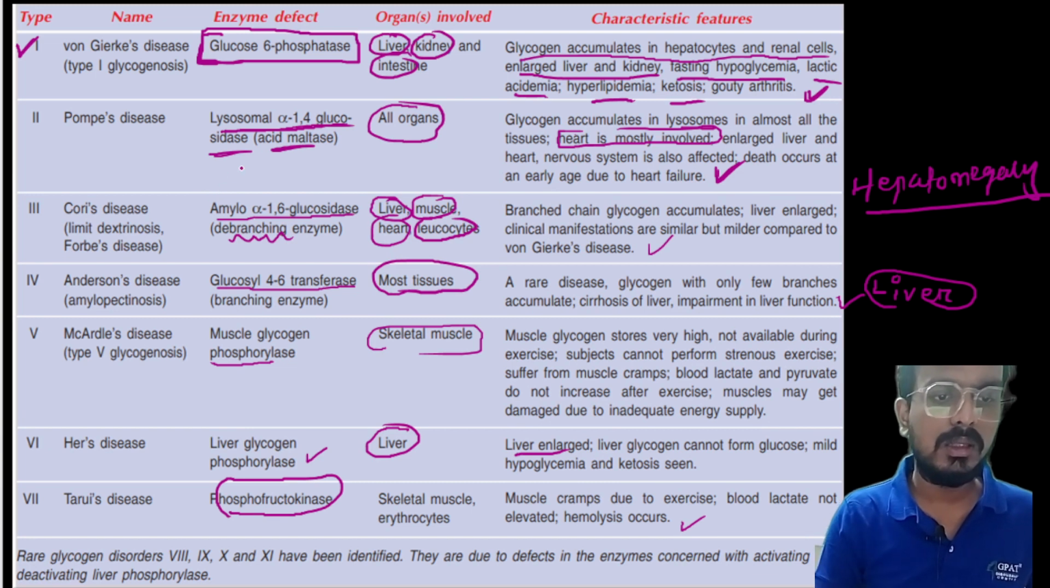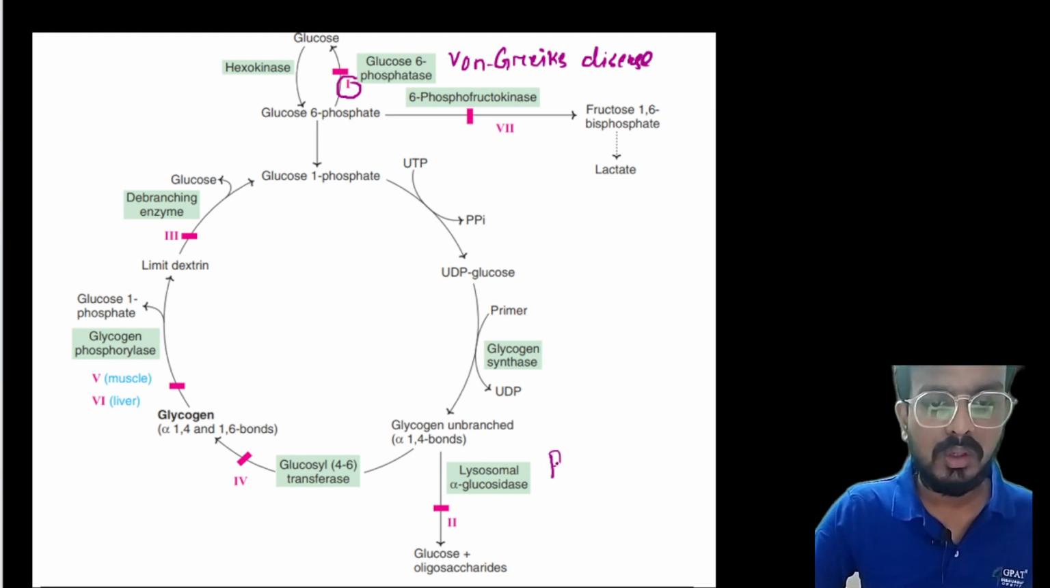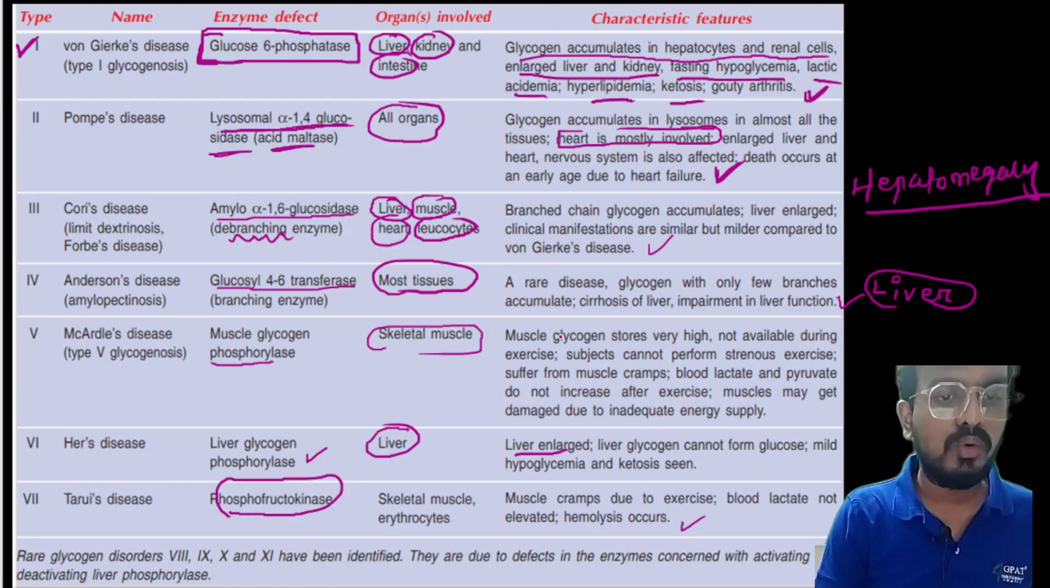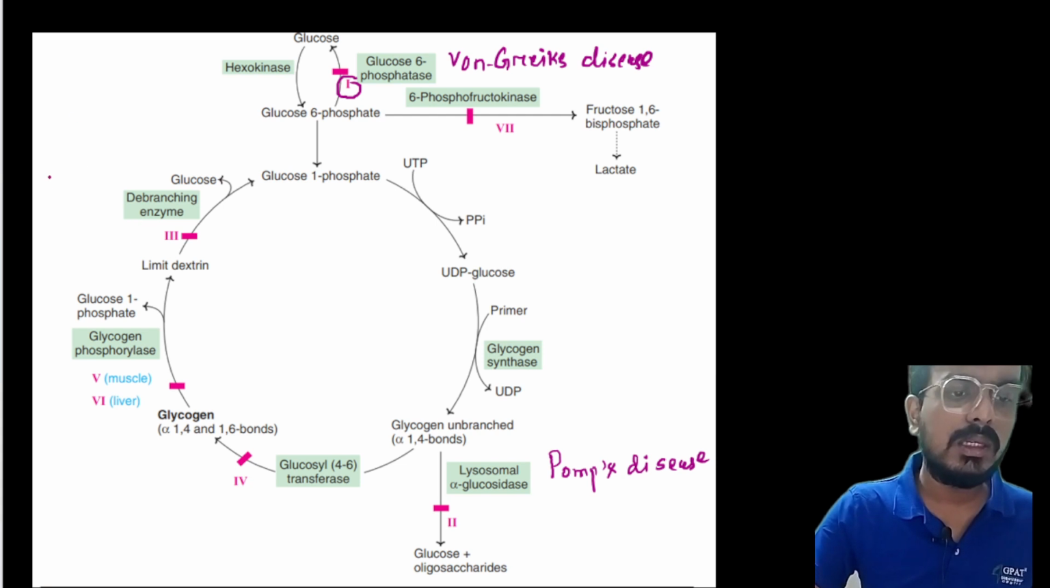So type 2 is due to the lysosomal alpha glucosidase, and its dysregulation can generate your Pompe disease. Then the third one is your Cori disease, and Cori disease is basically due to amylo alpha 1,6 glucosidase. So this is a debranching enzyme. So its dysregulation leads to Cori disease.